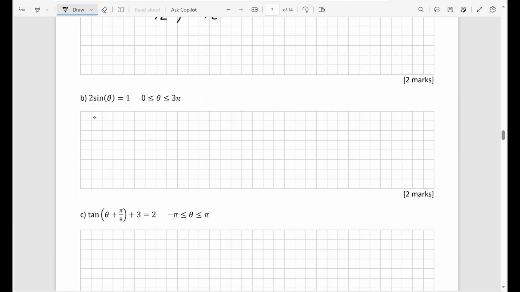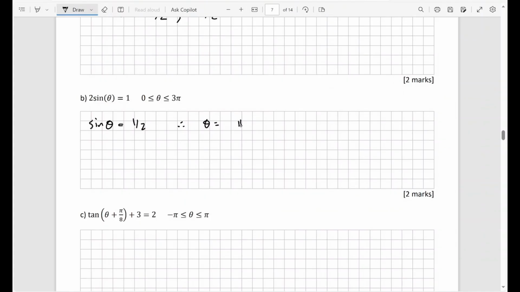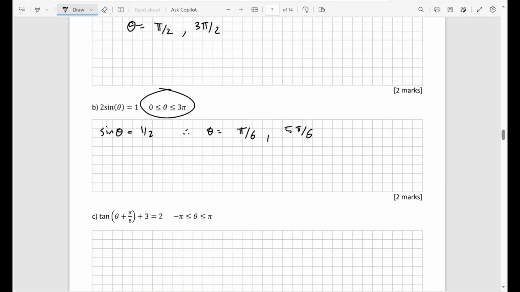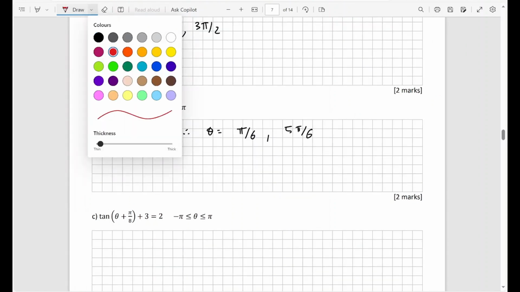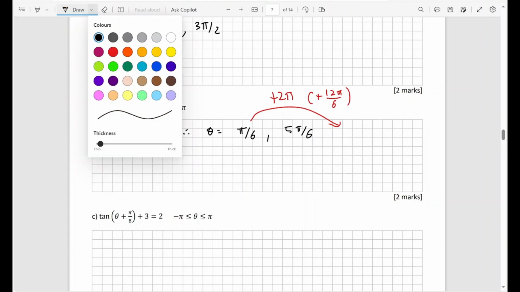Where is 2 sine of theta equal 1? Well, that's going to be sine of theta equals a half. Therefore, theta equals, now, let's look where all the sines are a half. That's going to be at pi over 6 and again at 5 pi over 6. Yeah, that's not all the answers because we're going up to 3 pi. So what we need to do is add on 2 pi to our previous answers, which will be the same as adding on 12 pi over 6. So that's going to give us 13 pi over 6 there.